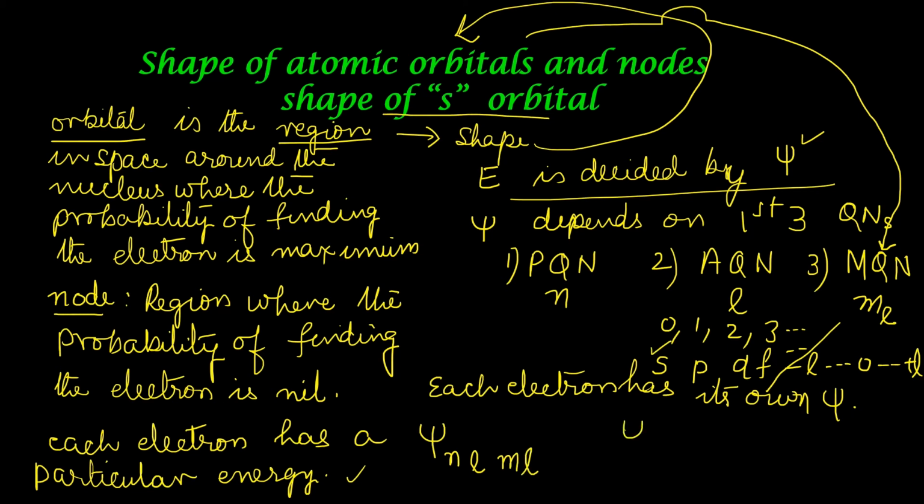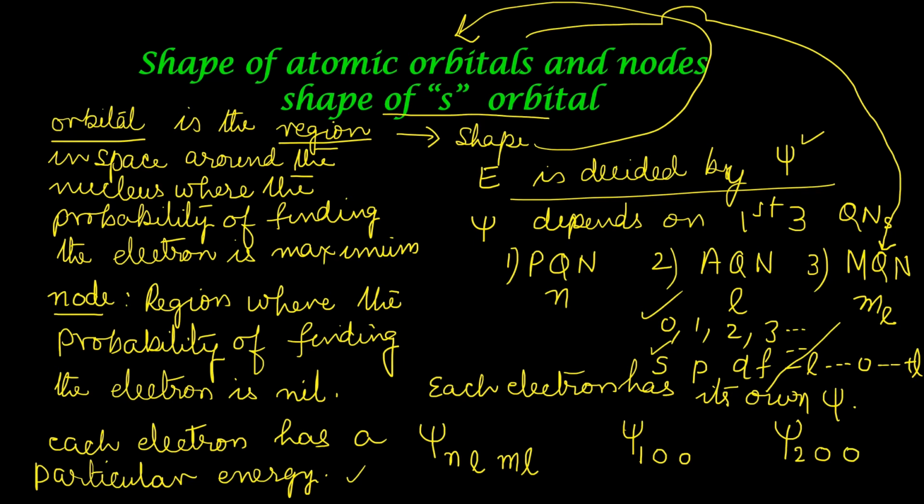So for 1s orbital, it can be written as psi 1 0 for s and another 0 for ml. I hope you understand this. This is how the wave function for 1s electron is represented. In a similar manner, the 2s electron can be represented as psi 2 0 0. So this is how it is represented.